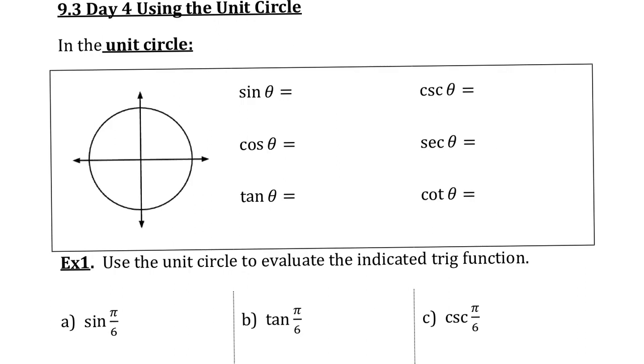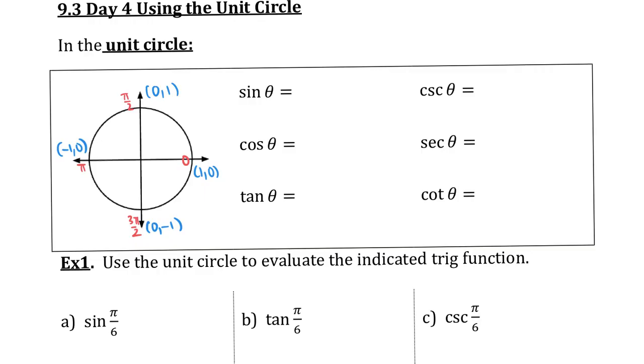Okay, 9.3 day 4, we're using the unit circle again. To remind you, the unit circle has a radius of 1, which means the ordered pairs on the corners are (1, 0), (0, 1), (-1, 0), and (0, -1). And I keep labeling them because they're important. This is 0, this is pi over 2, this is pi, this is 3 pi over 2.